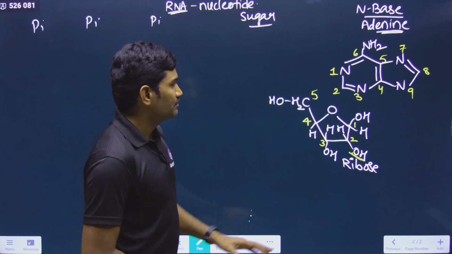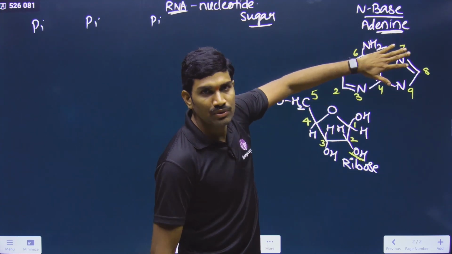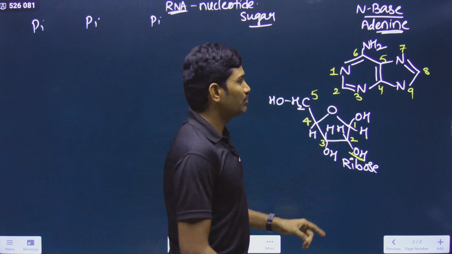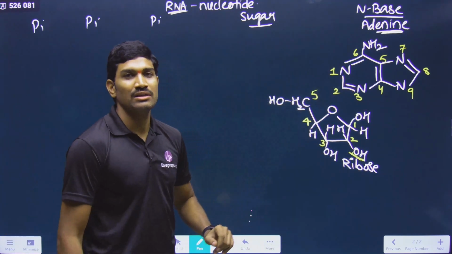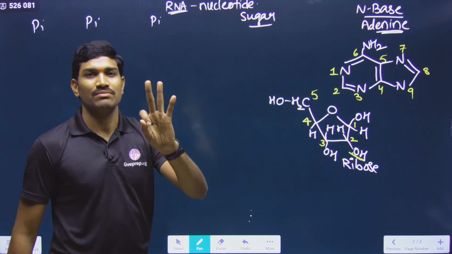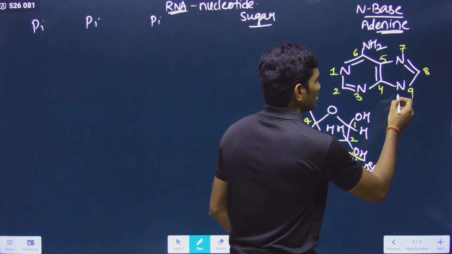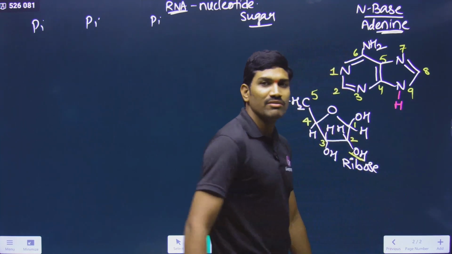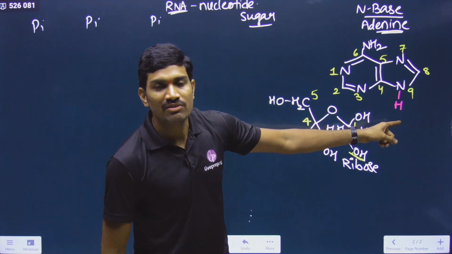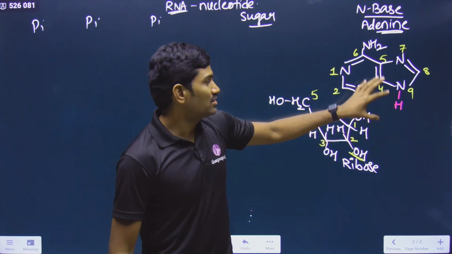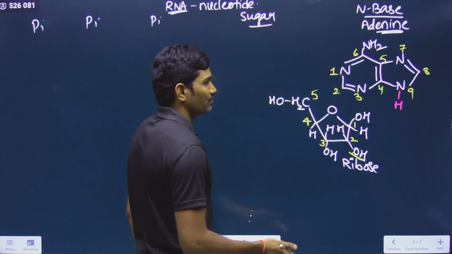Observe very carefully. How will the bond be formed here? This is the purine and this is the sugar. In the purine at the ninth position, what is the atom that is present? Nitrogen is present. But what is the valency of nitrogen? 3. But how many bonds were mentioned here? 1 and 2. Only 2 bonds were mentioned. That means automatically the third bond will be with hydrogen. We already studied this point also. This is the normal adenine, and this is the normal ribose. And now where will the bond be formed?